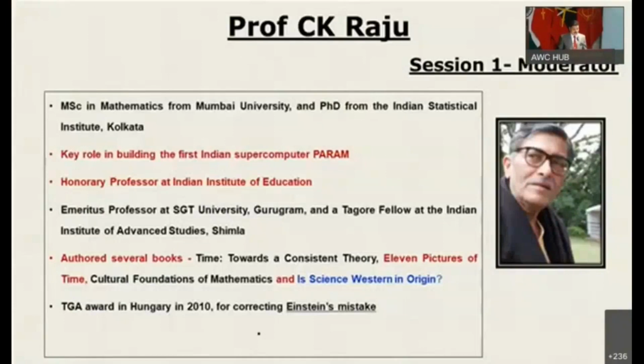He was a fellow at IIAS and on the editorial board of the Journal of Indian Council of Philosophical Research. A prolific thinker and an academician, Professor Raju has authored several books which include Cultural Foundation of Mathematics, where he proposed a new philosophy of maths called zeroism. He is a widely traveled scholar and has delivered lectures across continents. He has received numerous awards, which include TGA Award in Hungary in 2010 for correcting Einstein's mistake, and is also the recipient of Bharati Dharohar Award.